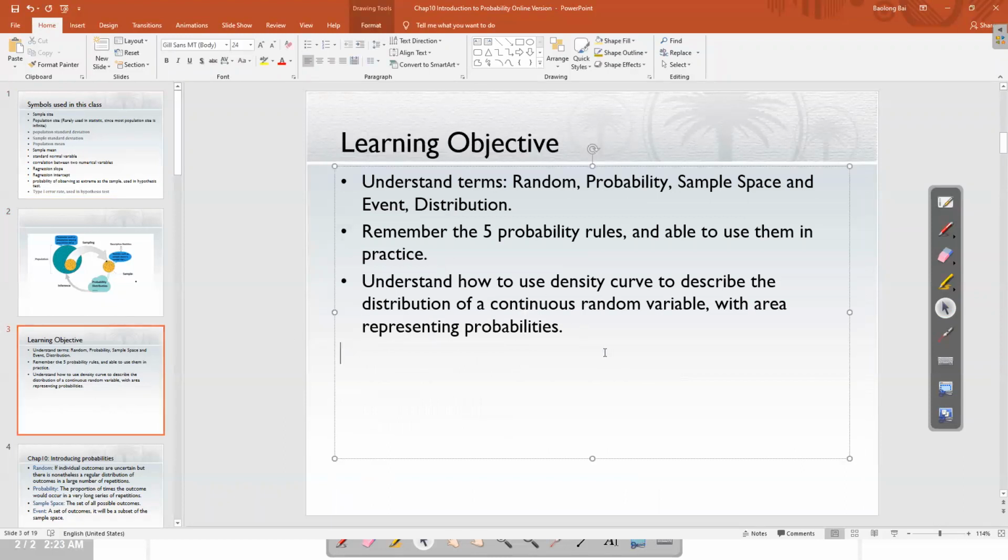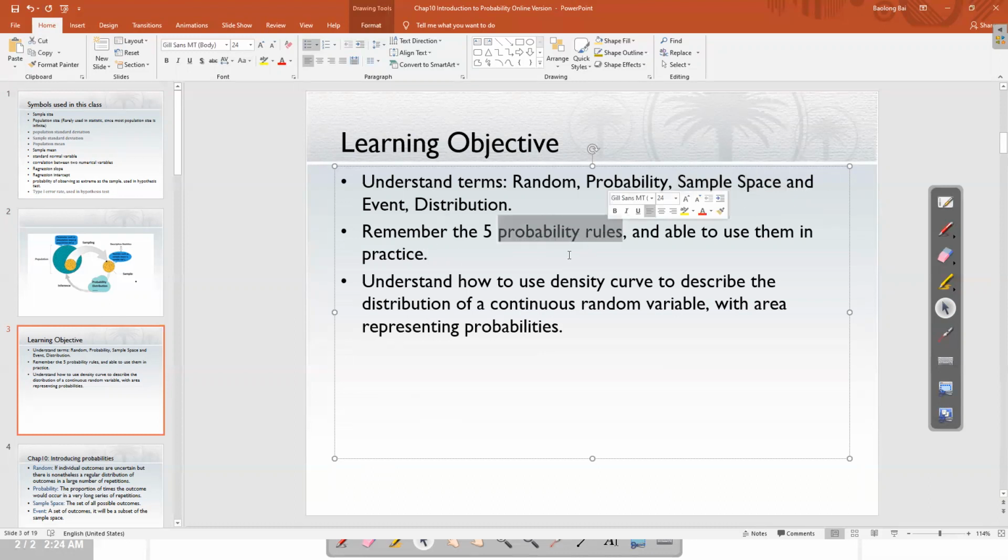So the learning objective of the chapter: we need to understand some terms: random, probability, sample space, event, and distribution. To a lot of people, sample space is kind of confusing, even though this is not a bad concept. I'm going to talk about it.